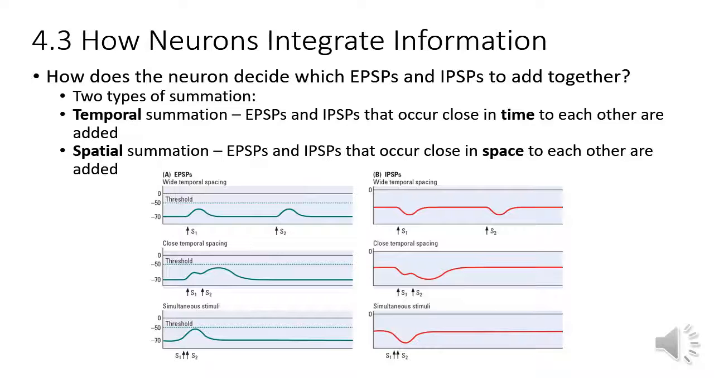The neuron has two different ways to decide which EPSPs and IPSPs are being added together. There are all these signals coming into the neuron. How does it decide which ones to group together to sum? There are two types of summation. Temporal summation is where EPSPs and IPSPs that occur close in time are added together, and spatial summation is where EPSPs and IPSPs that are close in space, maybe on the same dendritic branch, are added together.